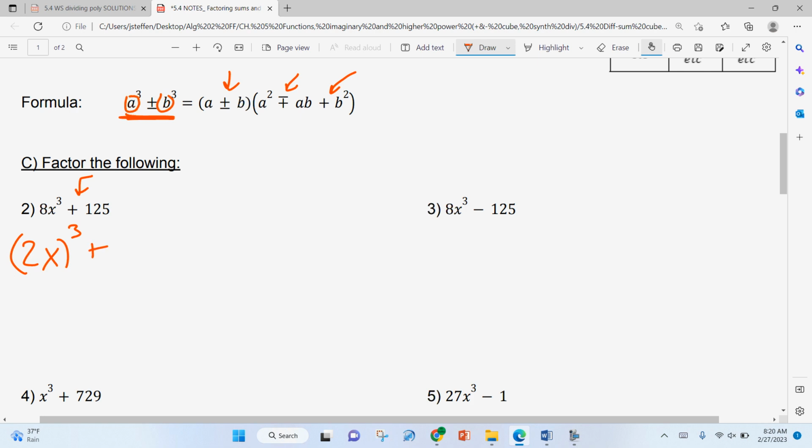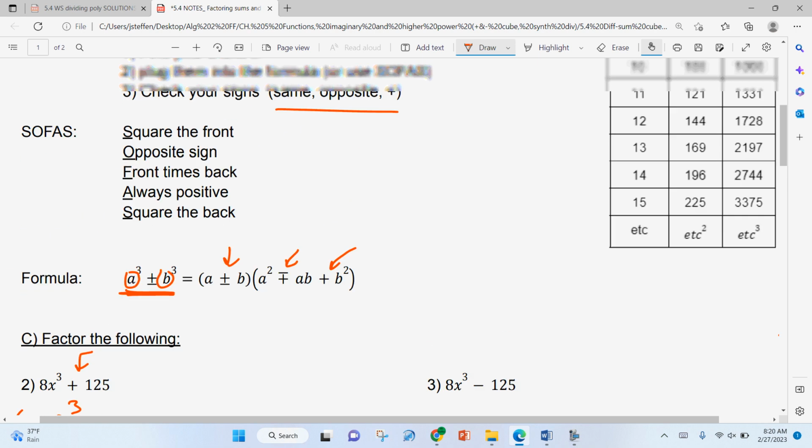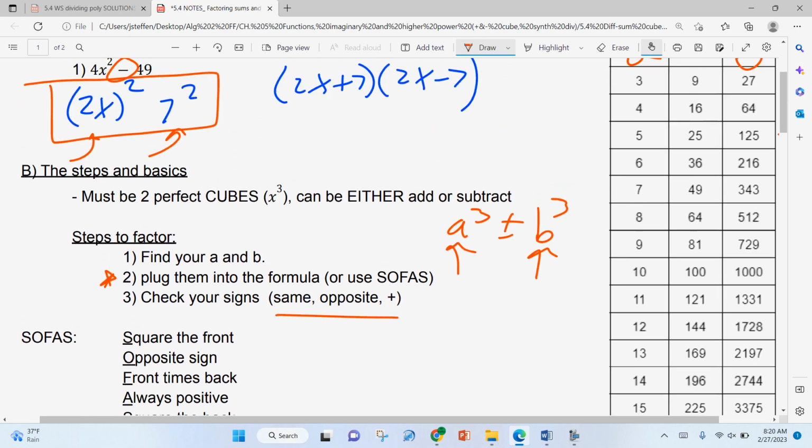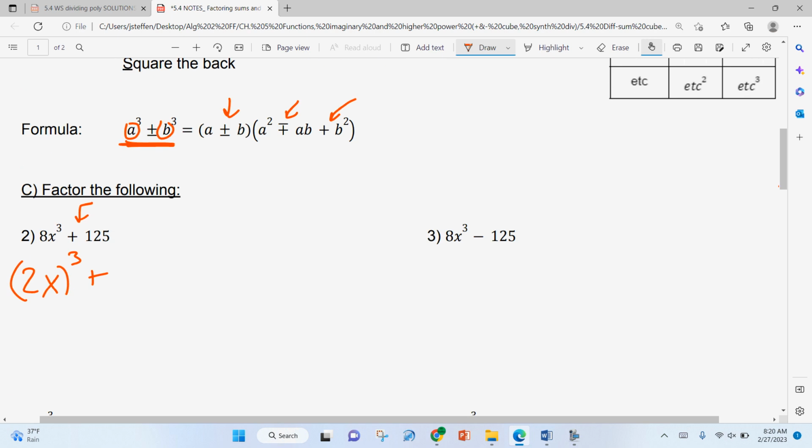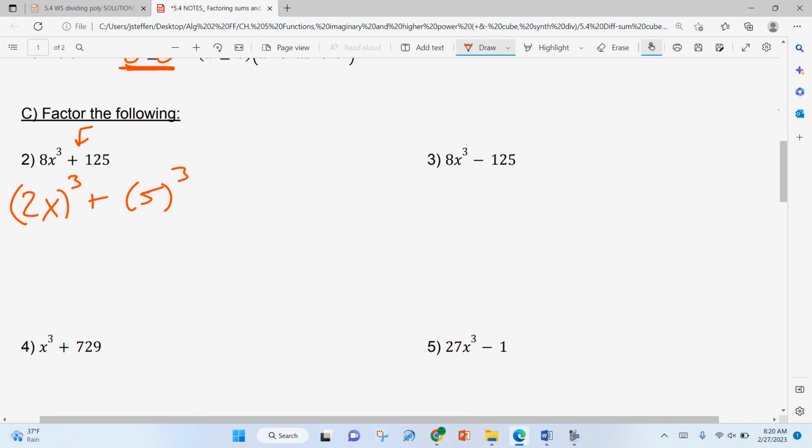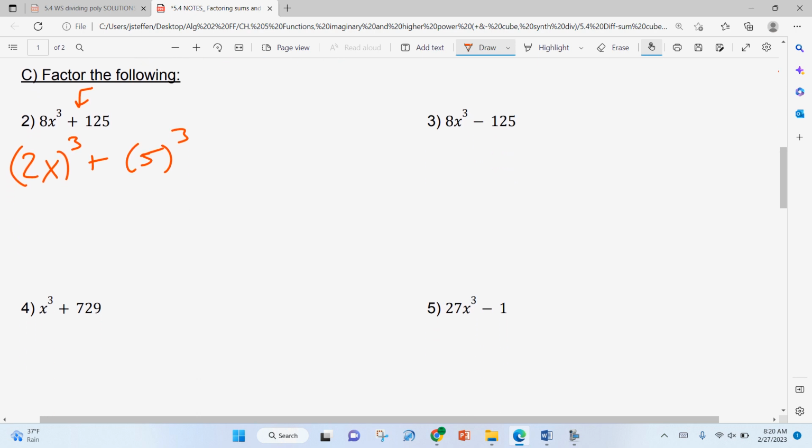Plus, and then what number to the third is 125? Again, use your list. 125 is right here. So that is 5. So that's 5 to the third. Does that make sense how we found those?